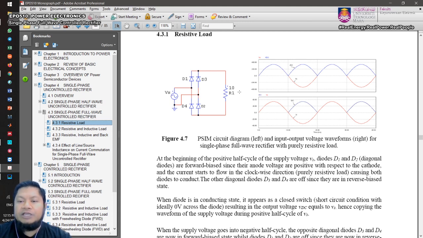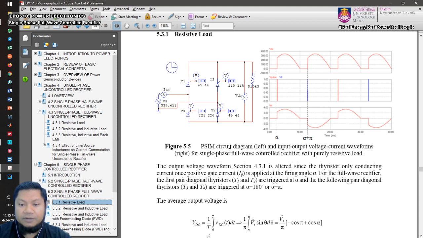Therefore, if you replace all the diodes here with thyristors, you only delay the turn on, and it depends on the value of the firing angle. We only define the alpha for the firing angle of T1 and T2. So let's go back to the resistive load here.